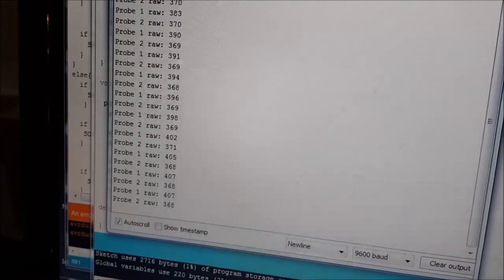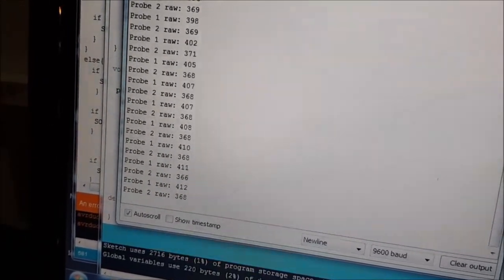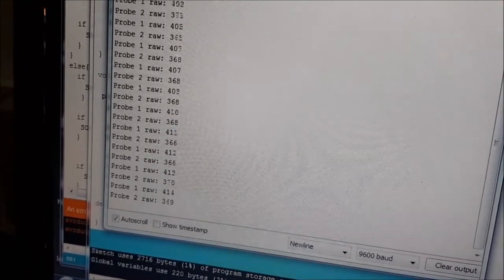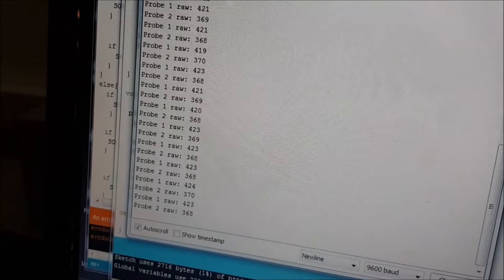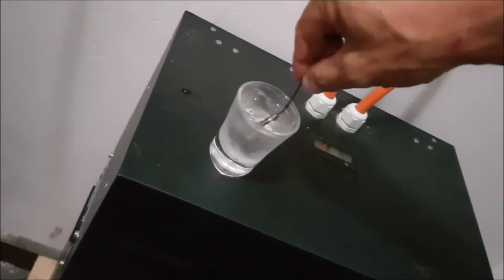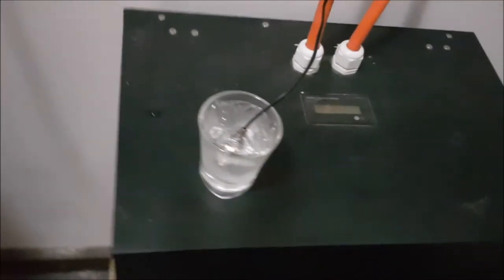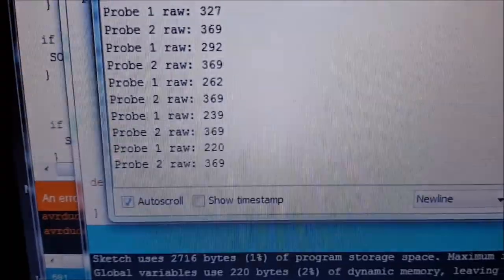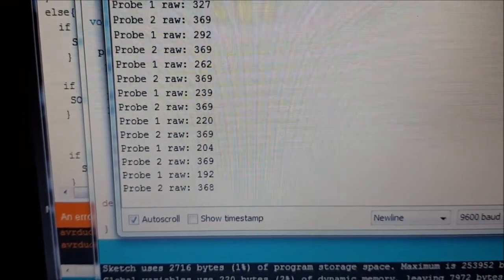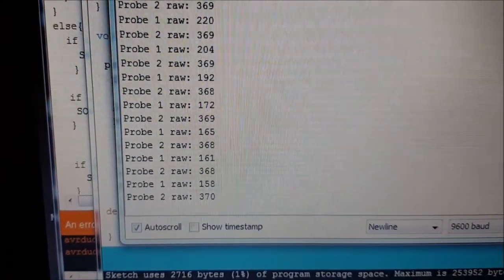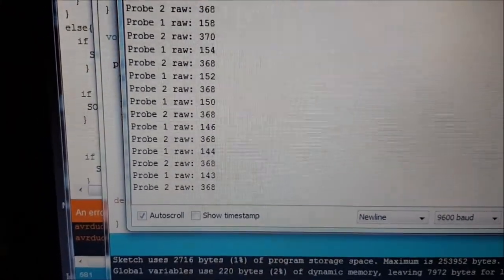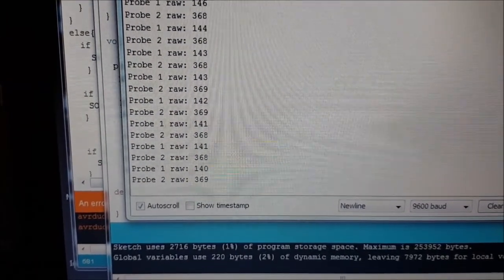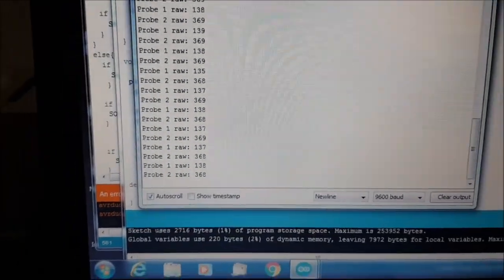The probe 1 value is rising. And once this is over, we know what the 36 degrees means in raw data. 423, that's 36 degrees. And next, I have here a glass full of ice water, and I put the sensor into this so it will cool down quickly. And you can already see probe 1 raw data has dropped very quickly, 100, and still falling. So this is our 1 degree Celsius, because it will not be zero, as we cannot freeze it, of course. 138, that's about 1 degree Celsius.